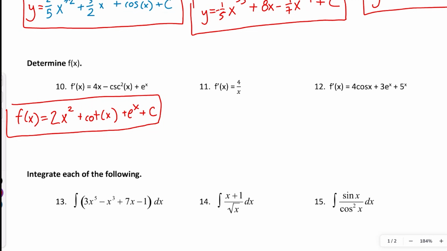For number 11, I've got 4 over x. So this is the same thing as 4 times 1 over x. And we know that we're going to have some trouble with that 1 over x, right? We can't use the power rule on that. That's going to be that natural log integral. So yeah, f of x should be 4 times the natural log of the absolute value of x plus c.